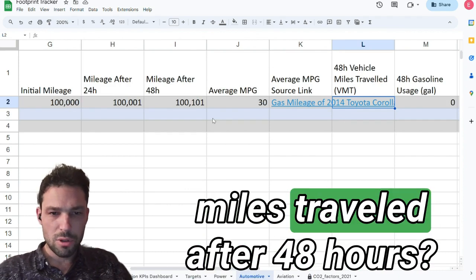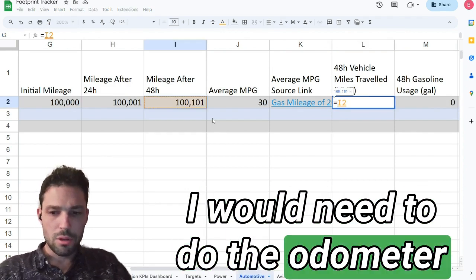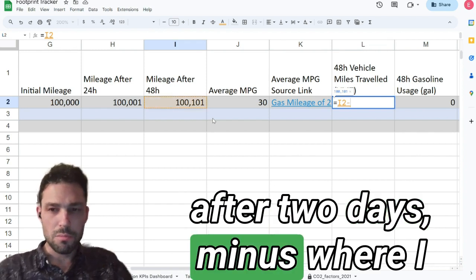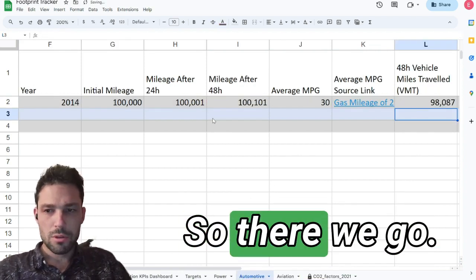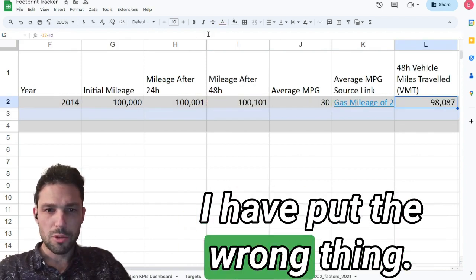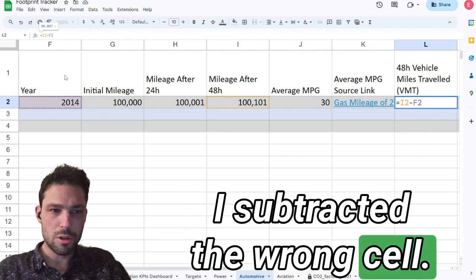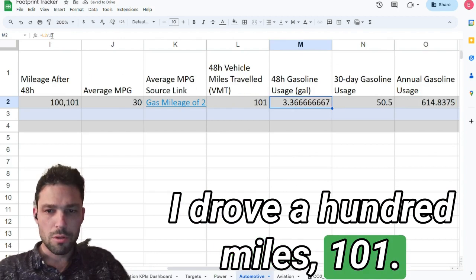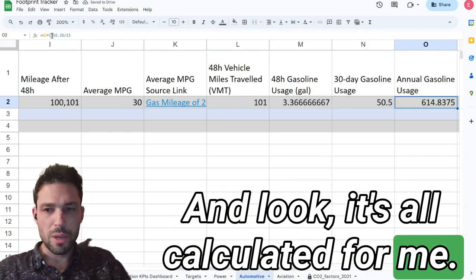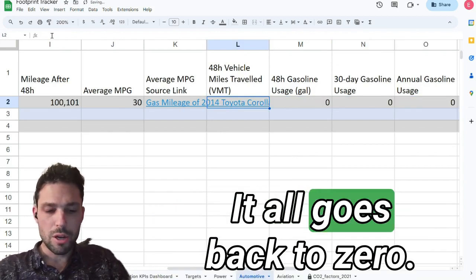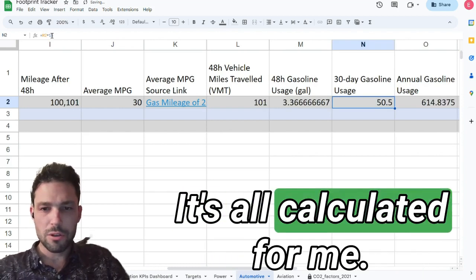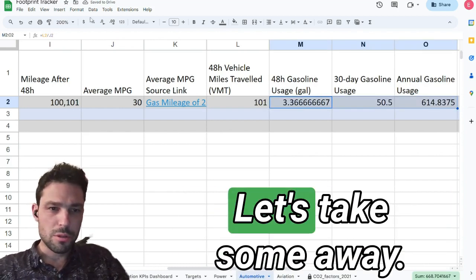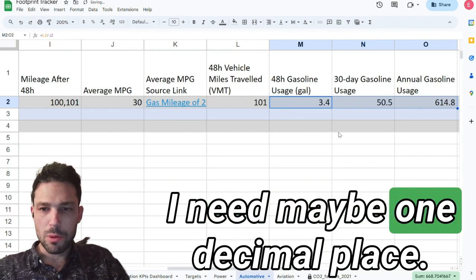so how would I get the miles traveled? After 48 hours, I would need to do odometer after 2 days minus where I started. There we go. Why is that wrong? Yep, I subtracted the wrong cell. Did not want it to be G2. Here we go. I drove 100 miles. And look, it's all calculated for me. Skippy, skippy, right? Take that away. I'll go back to 0. It's all calculated for me. I don't need this many decimal places. Let's take some away. Oh, I need a decimal place.